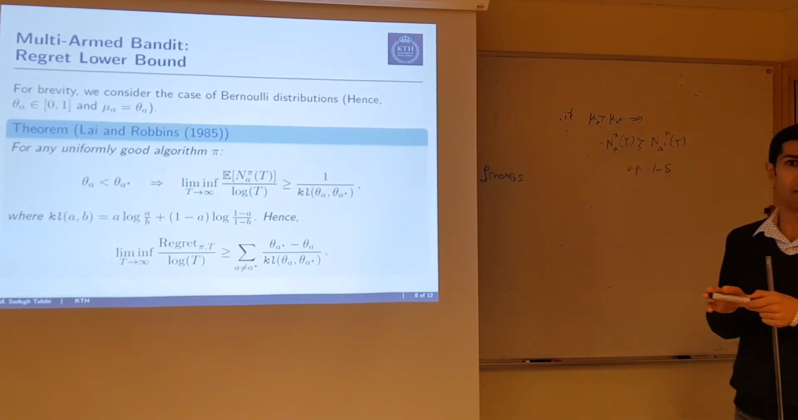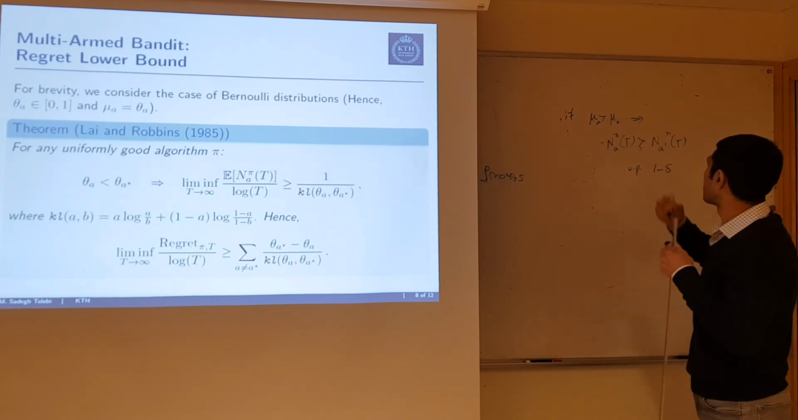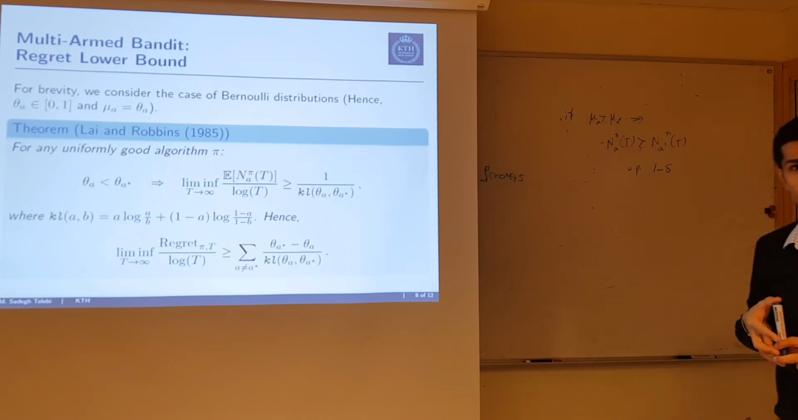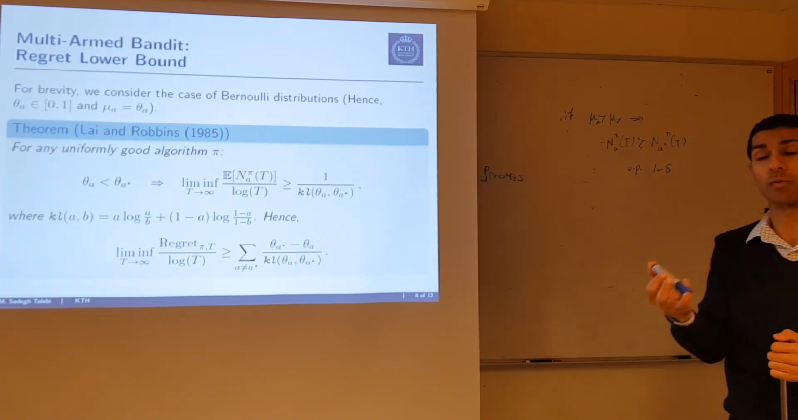One thing, A star, this is not the optimal, right? Pardon? A and A star, they are two different arms. Sorry, A prime. This is A prime. Okay. This is for any pair of suboptimal arms, and in particular, of course, one could be optimal. Yeah. But it is not only for the optimal.